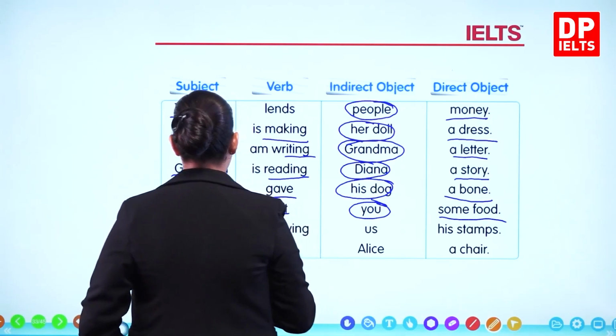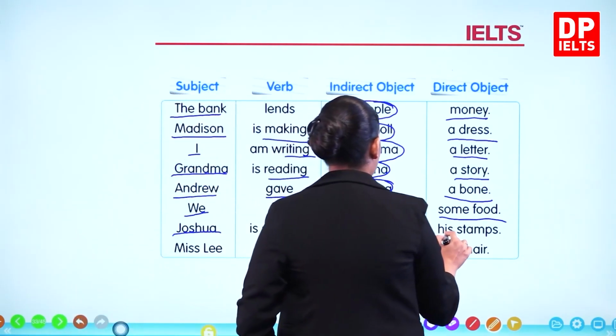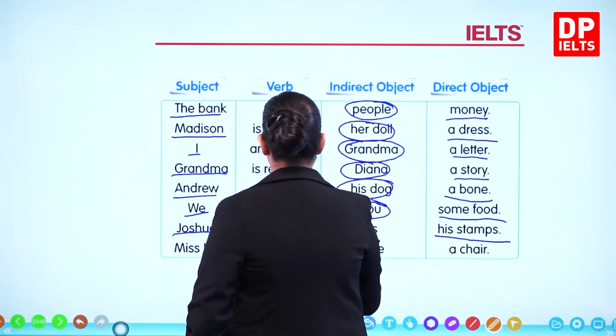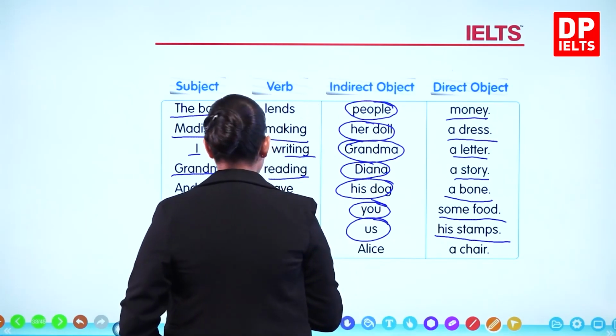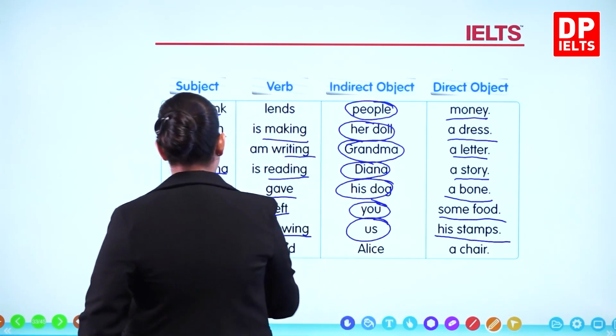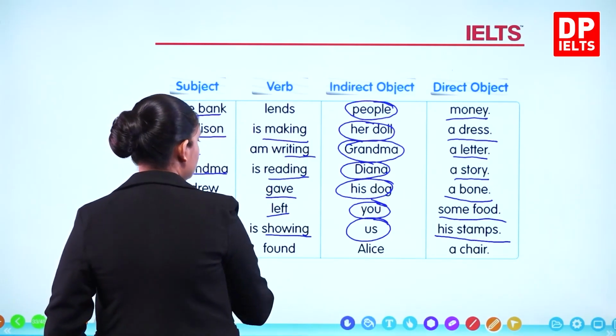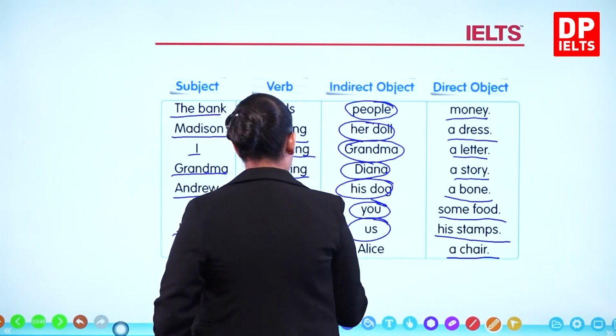Who is showing the stamps? Joshua. What is he showing? His stamps. Showing is the verb to whom? Us. Miss Lee found Alice a chair. Who found a chair? Miss Lee. What did she find? A chair. For whom? Alice.